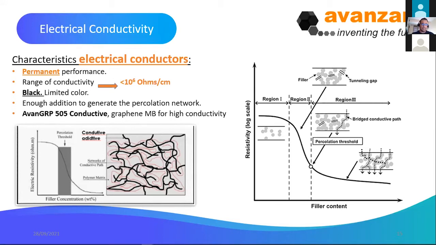One thing to keep in mind is that the addition of this kind of graphene additive should be enough to get the percolation net. I mean, if we see this graph, we start to add graphene to our rubber compound and nothing happens. Then when the percolation net is created, the resistivity drops dramatically and we have the conductive behavior. To get this, as I said, it is mandatory to add some quantity of this additive.